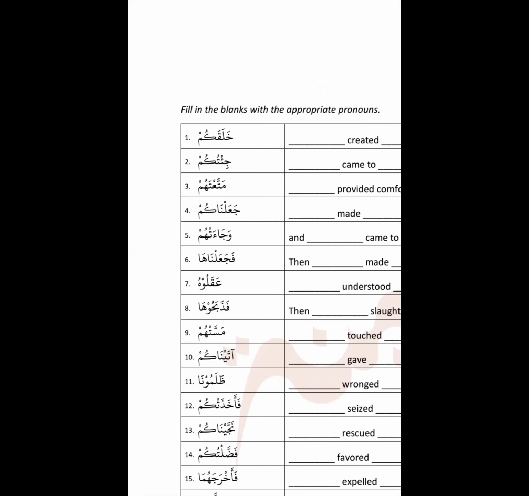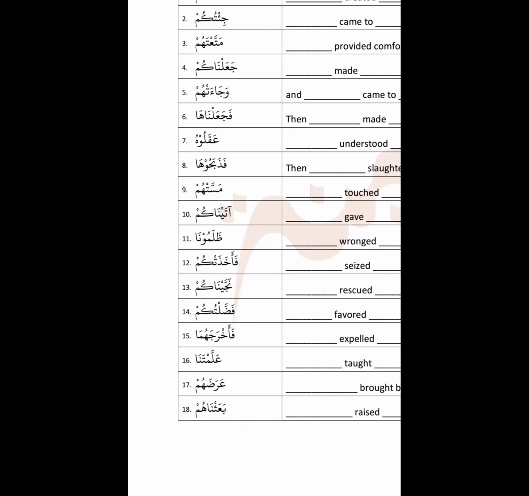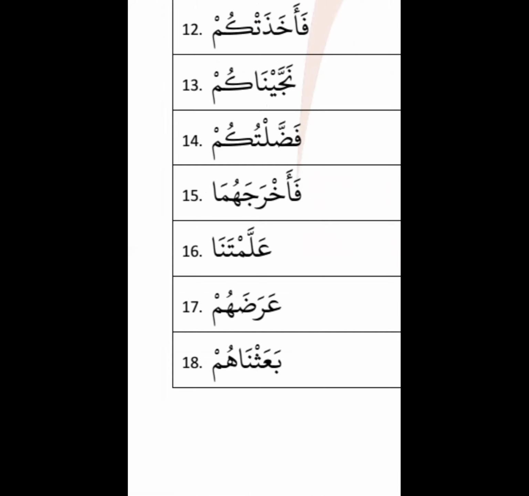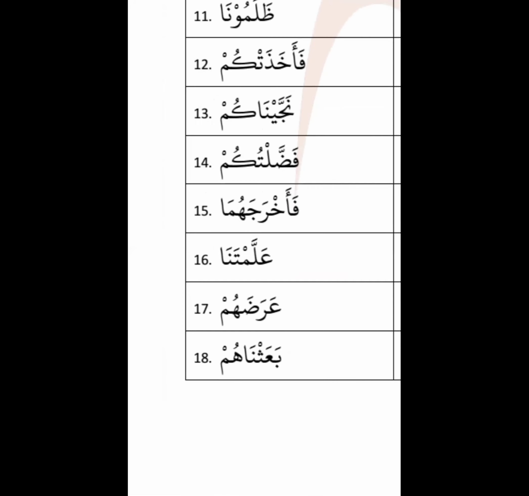Okay. Then you've got number 12, fa'akhazat-kum. Opposite is the huwa version. Kum is antum. Yes. Great. Then we have alam tana, number 16. Number 16, alamtana. Anta, and then the attached is nahnu, us. Yes. Excellent. Anta and nahnu.